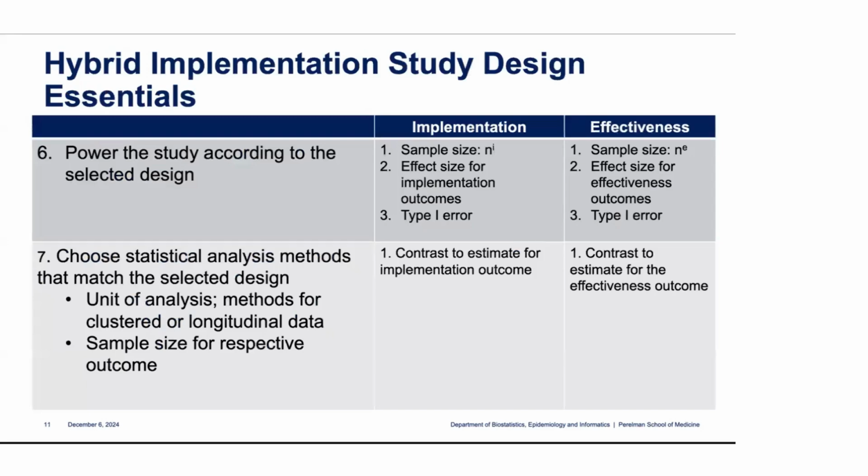So then we power the study according to our selected design. We're going to think about the sample size for each objective, an effect size for each objective, and we typically set our type 1 error to 0.05. That's conventional. And then we'll choose statistical methods to match the selected design, considering the unit of analysis and observation, whether we need to use methods for cluster longitudinal data, and the sample size for the respective outcome.